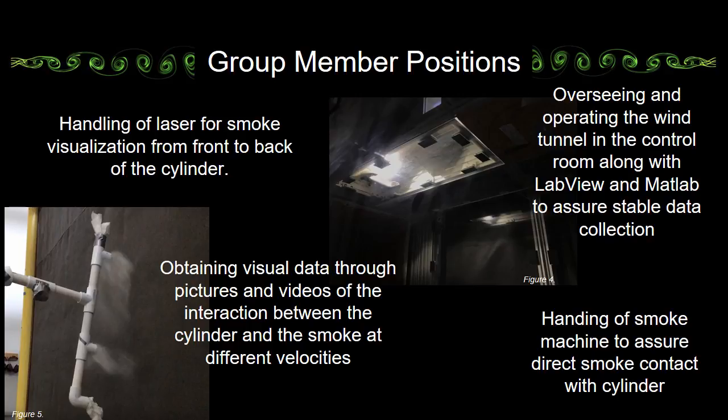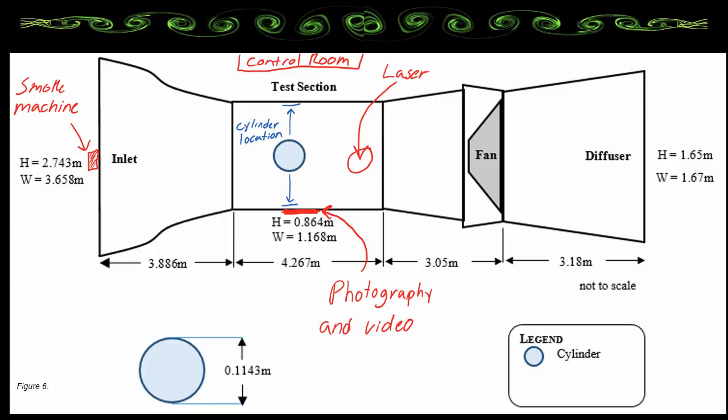These tasks included the handling of the laser for smoke visualization from front to back of the cylinder, handling of the smoke machine to assure direct smoke contact with the cylinder, overseeing and operating the wind tunnel, along with LabVIEW using MATLAB to ensure stable data collection from the sensors on the cylinder at different RPMs, and taking pictures and videos of the interaction between the smoke and the cylinder for visual analysis of the flow separation at each wind velocity. Here, every position is labeled and shows where exactly each task took place.